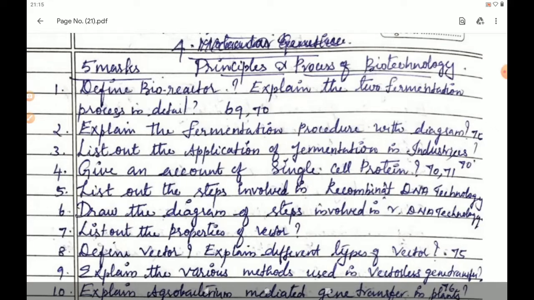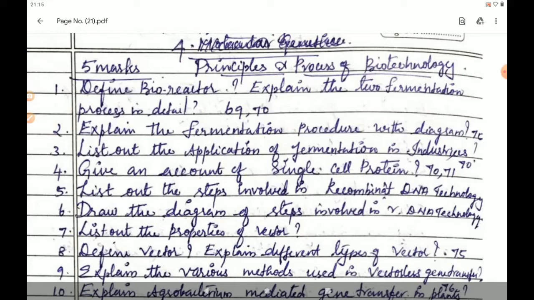Steps involved in rDNA, recombinant DNA technology. The next, sixth question is: draw the diagram of steps involved in rDNA technology. The answer is given on page number 72, at the top of the page, steps involved in rDNA technology, figure 4.3. You must draw that diagram for this question. That is a very, very important diagram, and the steps involved in recombinant technology is also an important question. SCP, single cell protein, is also an important question.